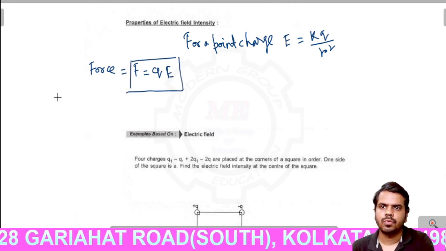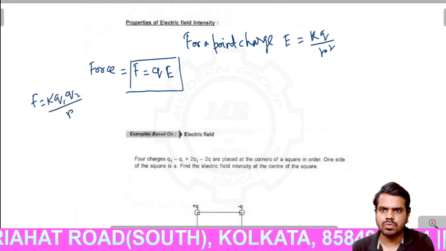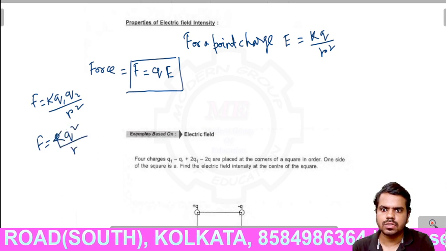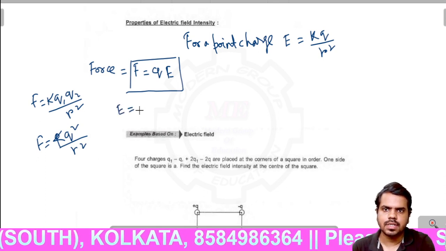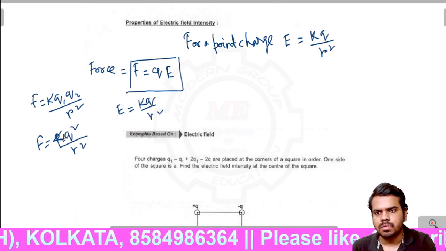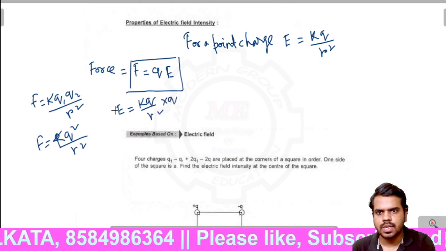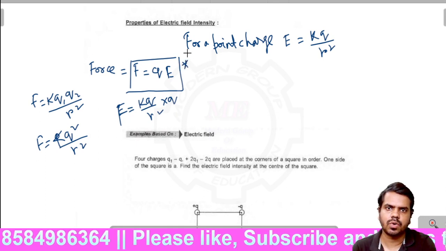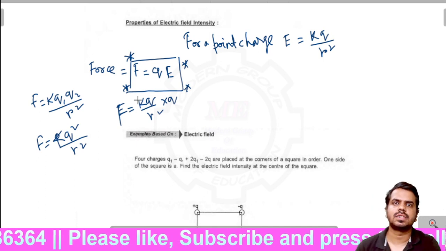How does this come? We already know that F is equal to kQ1Q2 by r square. That means kQ square by r square if Q1 is equal to Q2. And I already told you that the electric field intensity is kQ by r square. So there is a multiplication of Q here. If we multiply Q with this, then it will be the force value kQ square by r square. So F is equal to QE. This is a very important formula. You have to remember this every time.